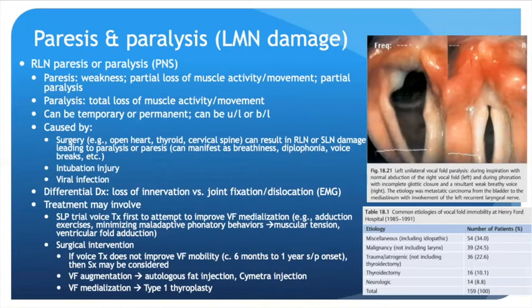Differential diagnosis of paresis and paralysis versus joint fixation or dislocation is often done by EMG, like I mentioned previously. Treatment will likely involve trial voice therapy to attempt to improve medialization and vocal fold movement, and address the maladaptive phonatory behaviors, such as possible muscle tension dysphonia or ventricular vocal fold adduction. If voice therapy does not improve the vocal fold mobility, then surgery might be considered, something like a vocal fold augmentation via injection, so autologous fat injection or Cymetra injection, or possibly vocal fold medialization surgery, like a type 1 thyroplasty.